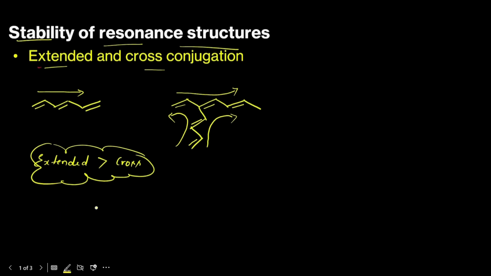We'll take an example. In this case, the conjugation is taking place in this direction, that means in a linear manner. We'll take one more example. In this case, the lone pair on the nitrogen may be involved in conjugation with this pi electron, and also with this pi electron. So coming to stability of these two, the first one is more stable than the second one because of the extended conjugation.